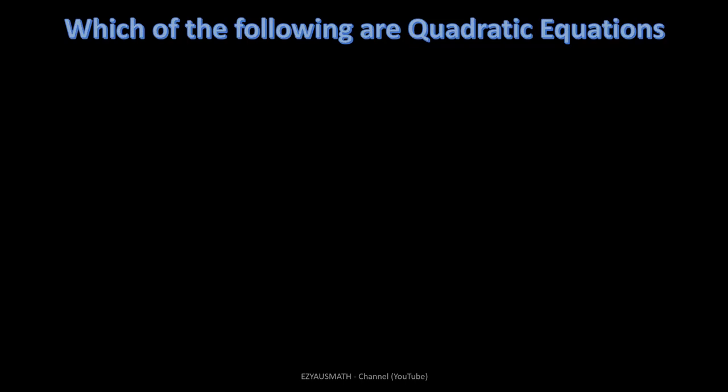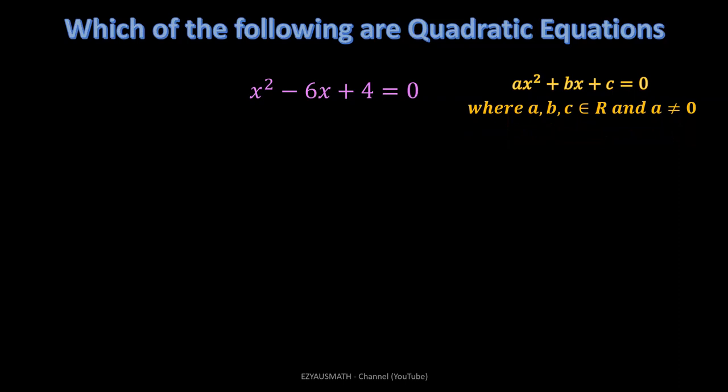Now we will try to understand how we can identify whether the equation is a quadratic equation. We have to do some checks, and after doing those checks we will be able to say whether the given equation is a quadratic equation or not. So let us start with the very first example. So here the equation is x squared minus 6x plus 4 is equal to 0. Each and every time we will be comparing the given equation with the standard form and try to do some checks. So this is the standard form.